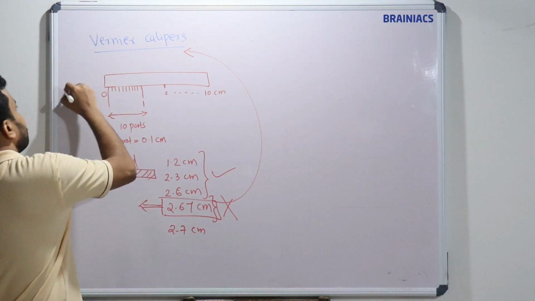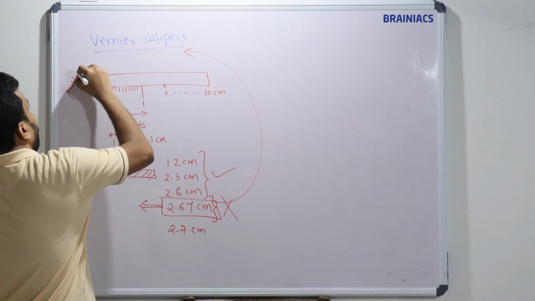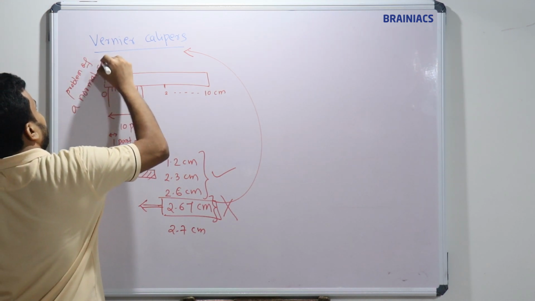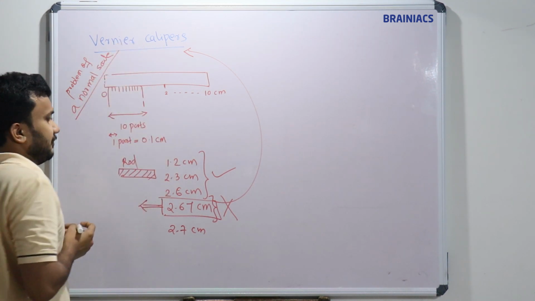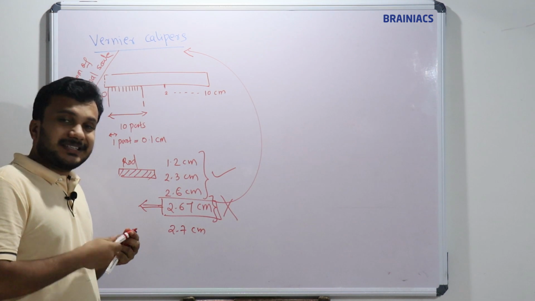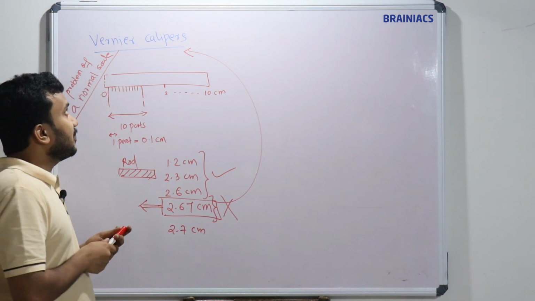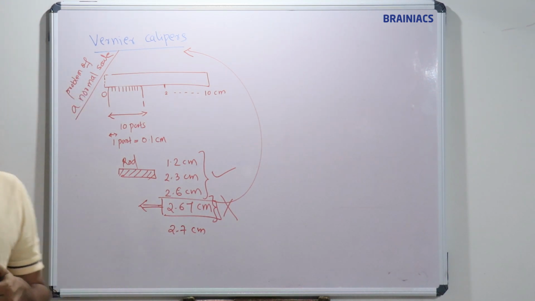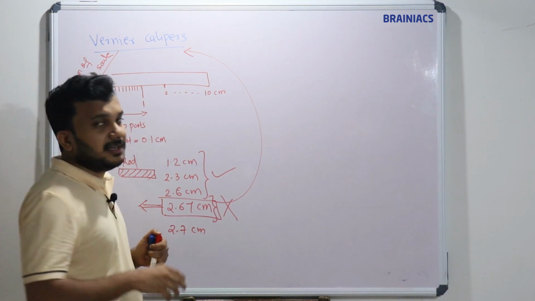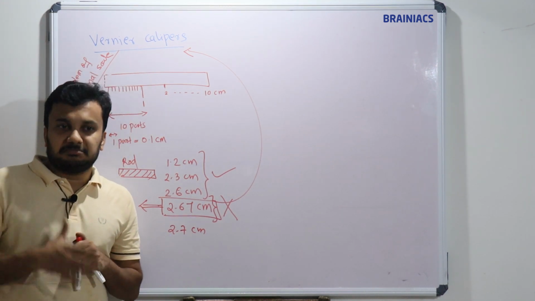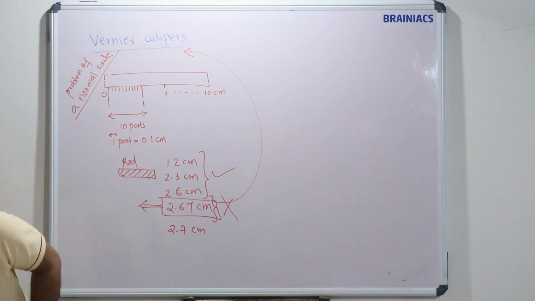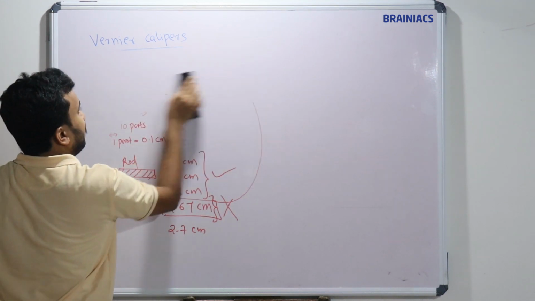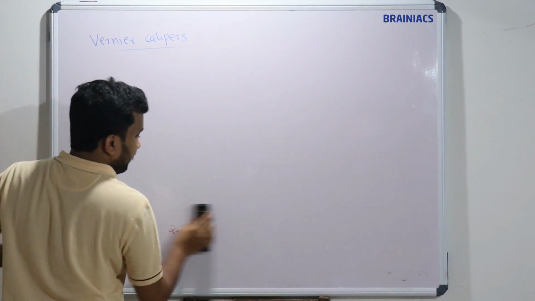So first we have discussed the problem of a normal scale. What is the main problem of a normal scale we have discussed? But now we have something called a vernier caliper, which will avoid the problem of this normal scale. How this is possible is what we are going to see in this topic. I will draw a rough diagram of a vernier caliper.